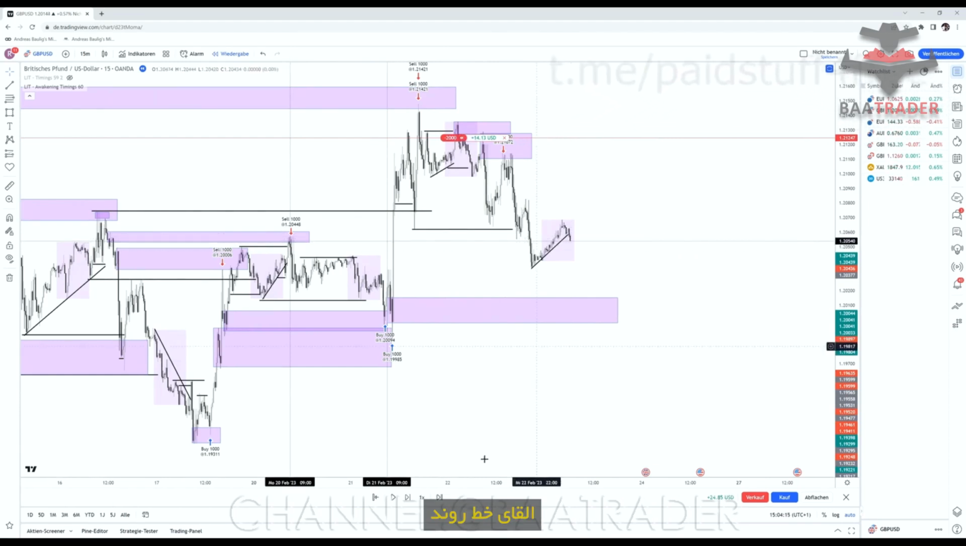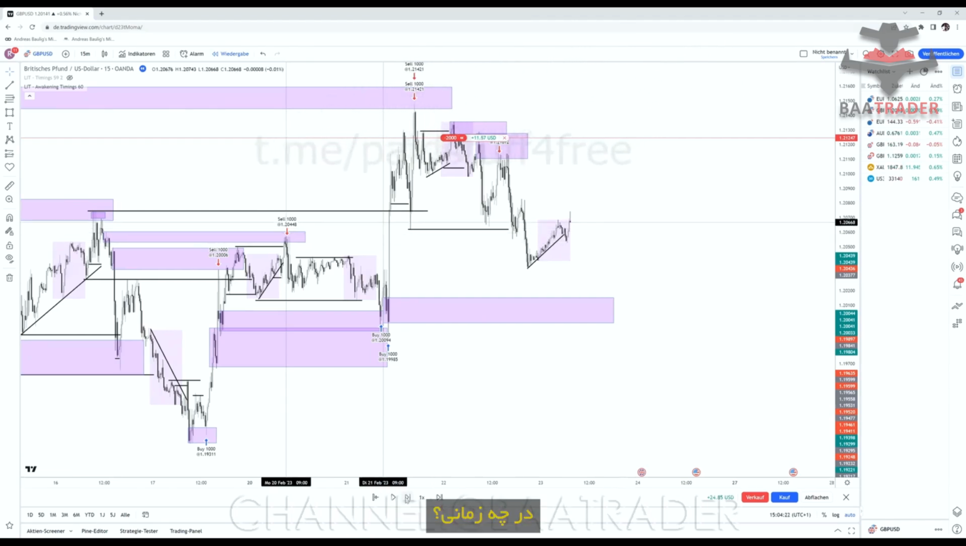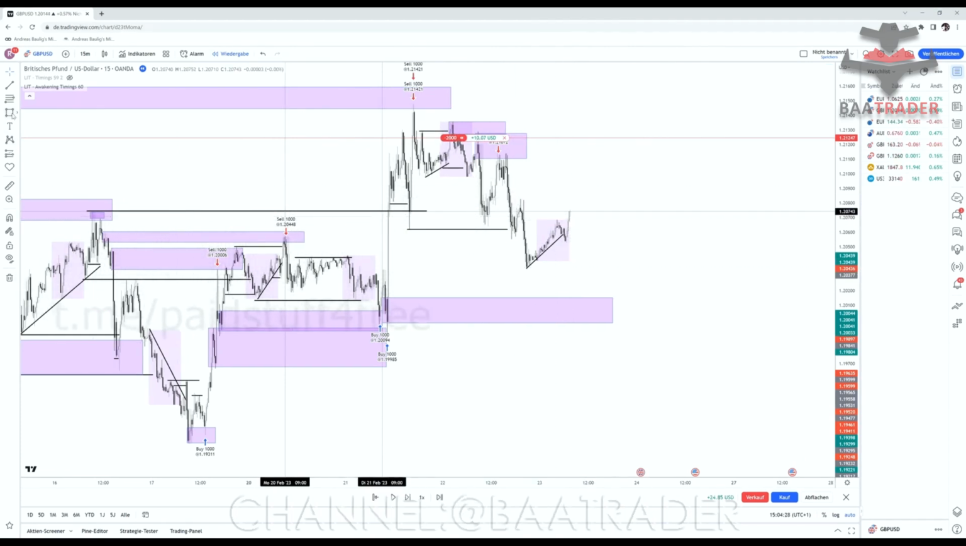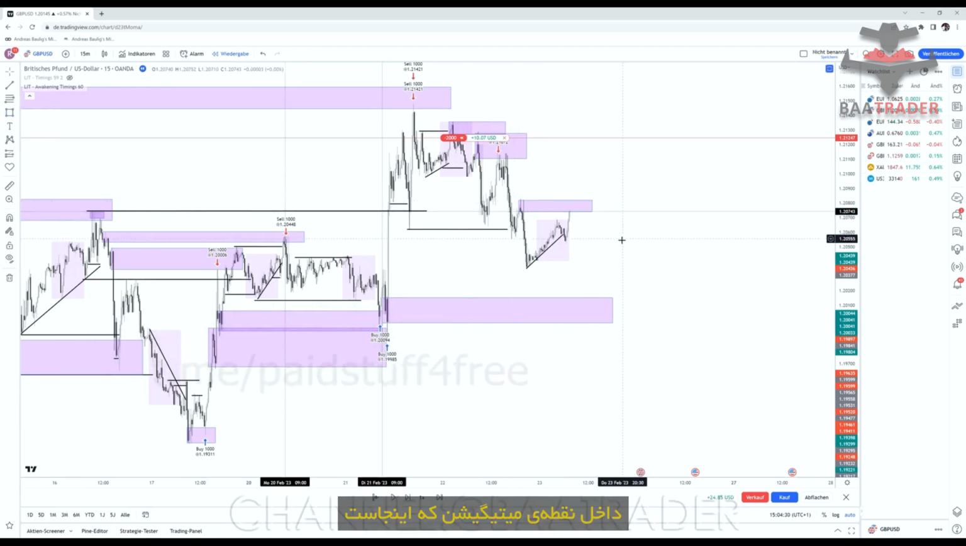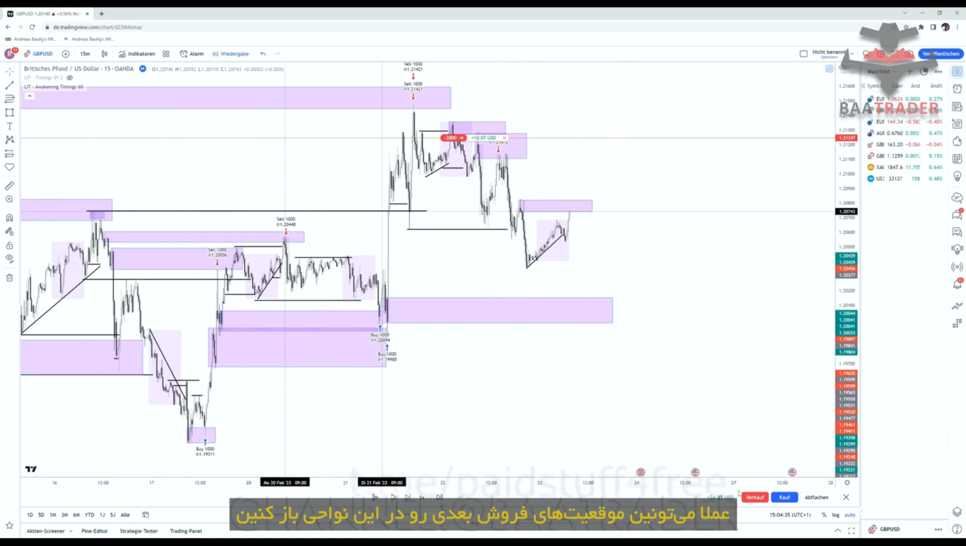Inducement of the trend line. What a surprise, to bring in premature sellers to do what? To, of course, stop them out in when? After the Asian range, either Frankfurt or London. This is turned into what? Into a mitigation point in here. So what a surprise. You can literally open the next sells in these areas, right?